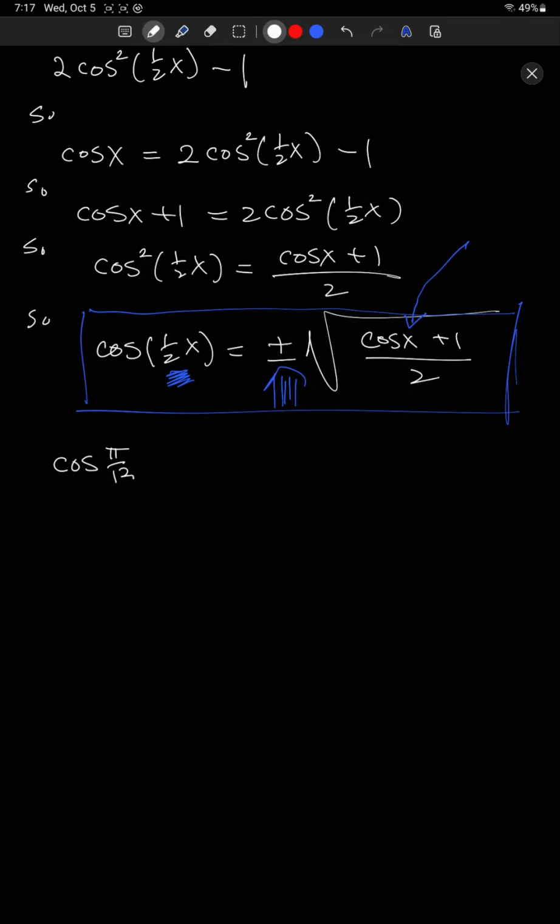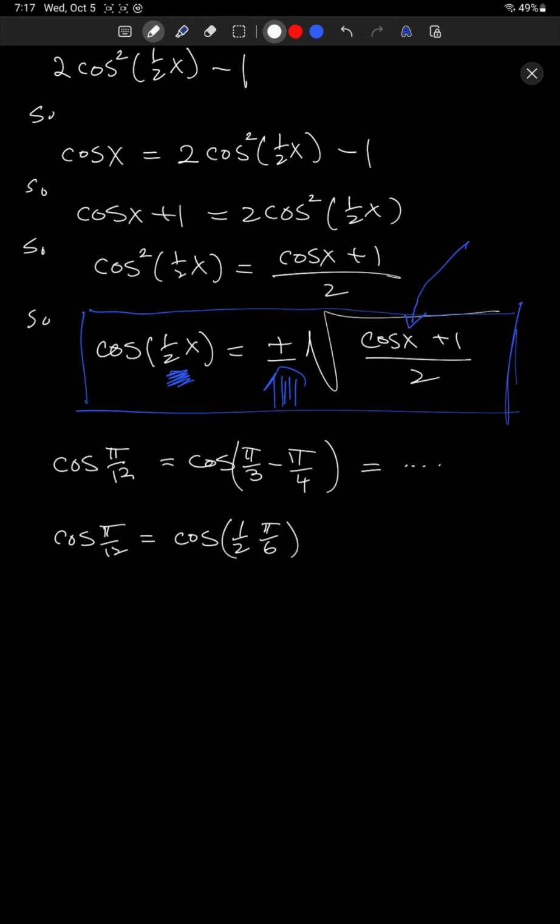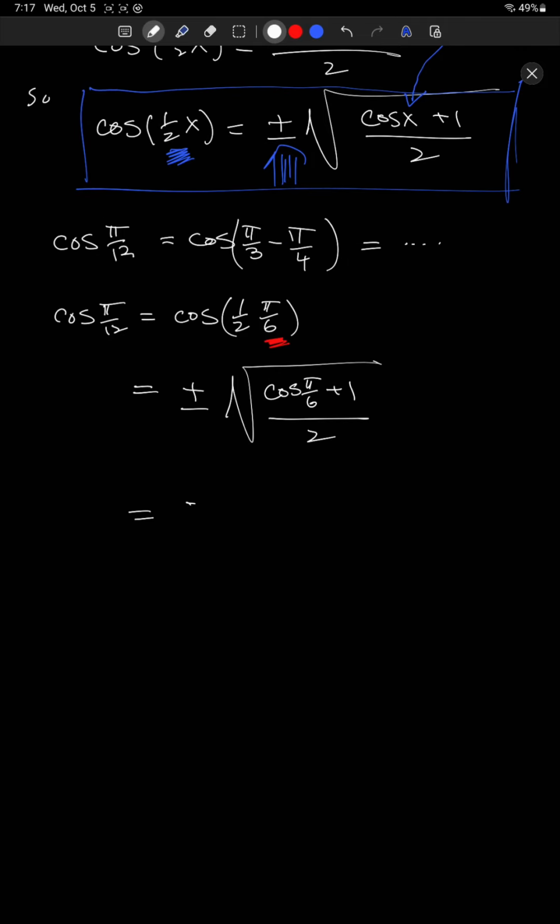Cosine pi over 12, we can think of pi over 12 as 1/2 of pi over 6. And the reason I do that is because I know that pi over 6 is a very comfortable angle for me. I know a lot of values for pi over 6. So in this case, this is equal to, and now I'm just going to quote my formula, plus or minus the square root of cosine of pi over 6 plus 1 all over 2. And what is cosine pi over 6? Well, that's equal to root 3 over 2 plus 1 all over 2.